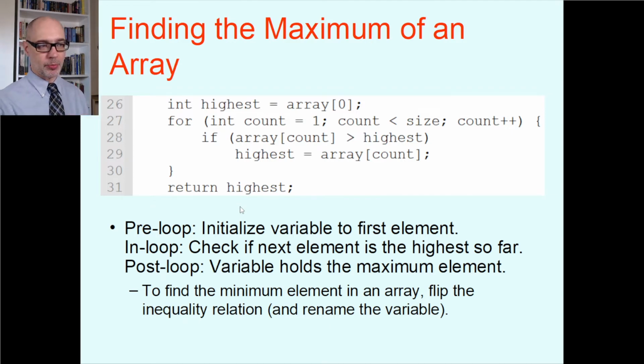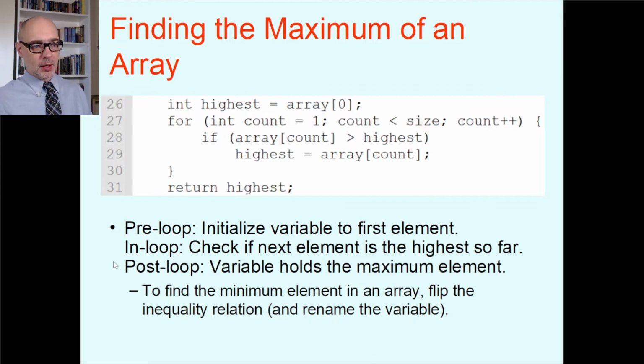And you can return it or print it or use it in a calculation, whatever you need. So that variable, the one that's holding the highest thing we've seen so far, shows up before the loop, where it's initialized to the first element. Inside the loop, you're checking to see if the next thing you're looking at is even higher than what came before it. And then after the loop, that variable does actually hold the maximum element.